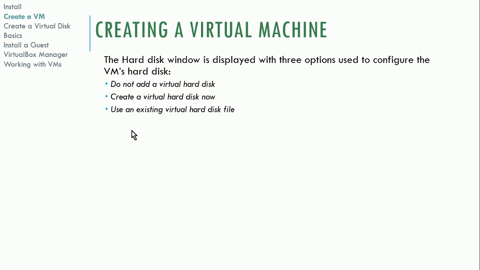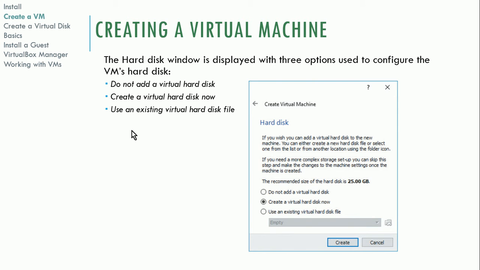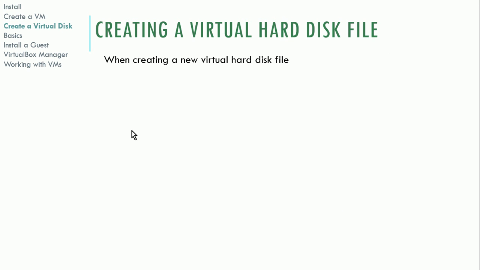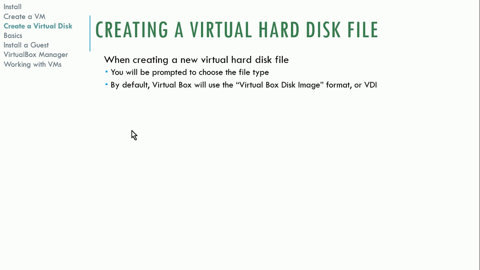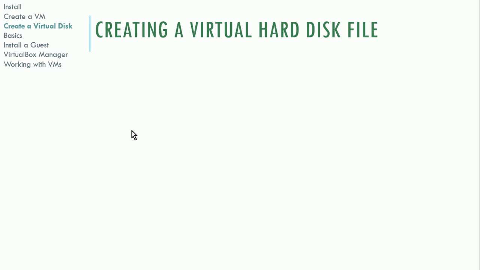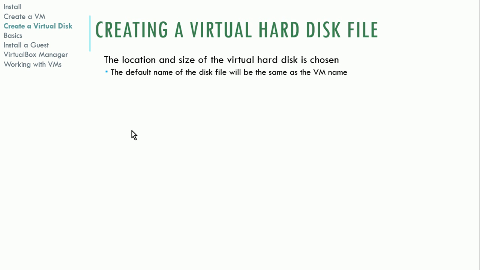Otherwise, you'll have to create the disk, which is a little bit more complicated. So you're going to create the virtual disk now. You're going to make sure it's a file. And you're going to have to choose what format. So for this lab, we're going to use the VirtualBox Disk Image format, or VDI. So you're going to use the VDI format when it asks you what format. You'll have to tell it where you want to store that virtual disk and the size of the virtual disk.